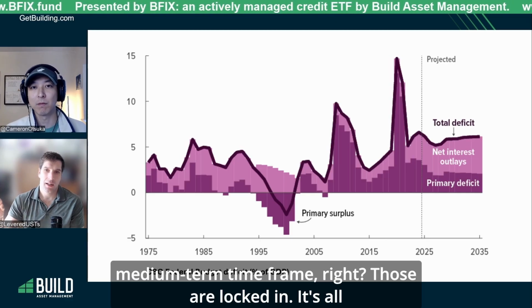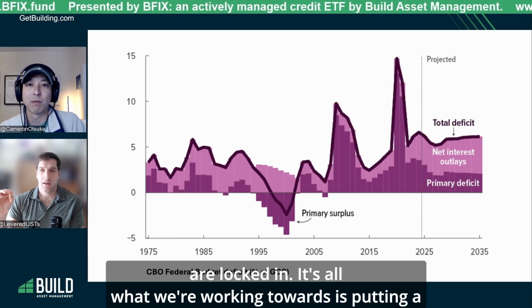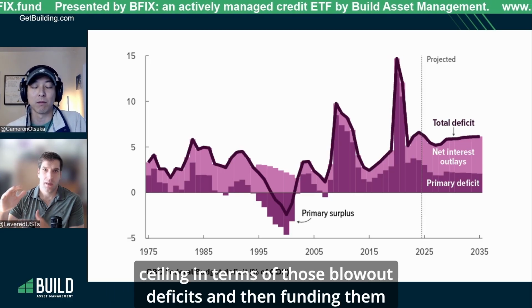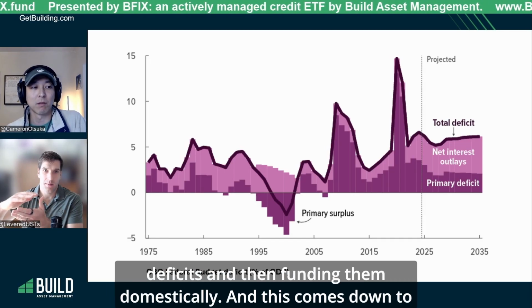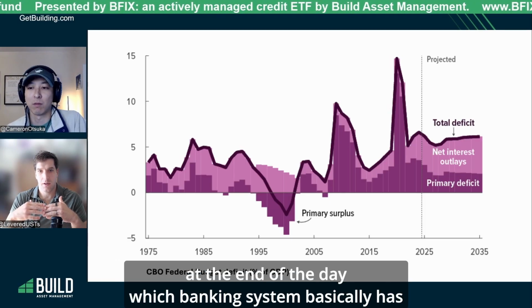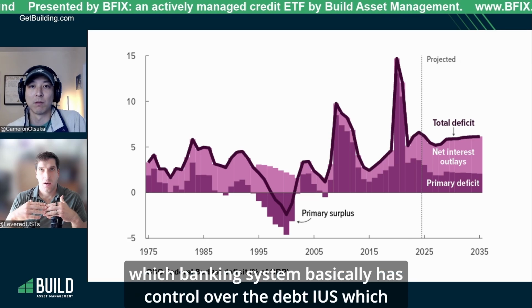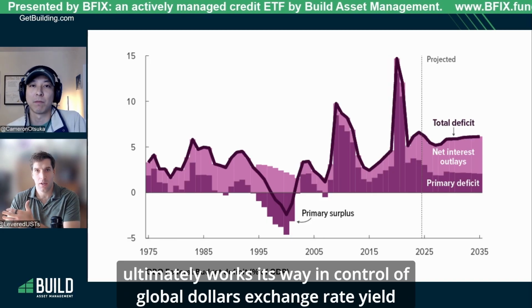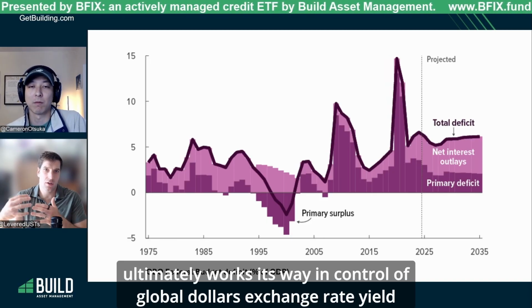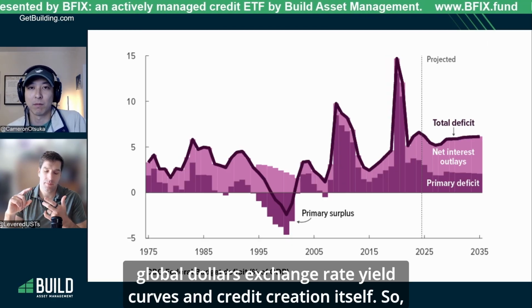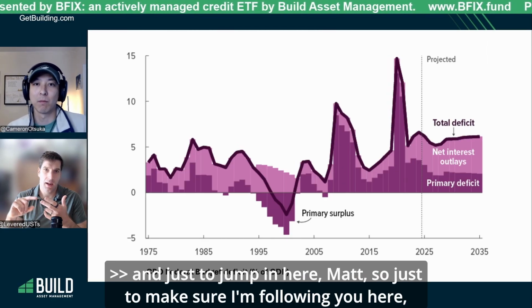Those are locked in. What we're working towards is putting a ceiling in terms of those blowout deficits and then funding them domestically. And this comes down to, at the end of the day, which banking system basically has control over the debt IOUs, which ultimately works its way into control of global dollars, exchange rate, yield curves, and credit creation itself.